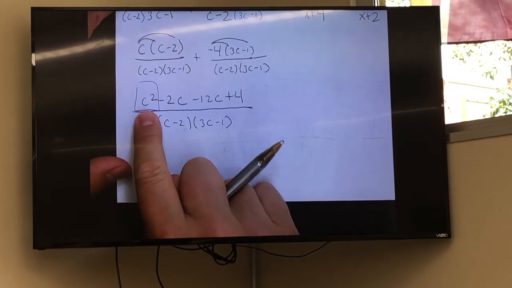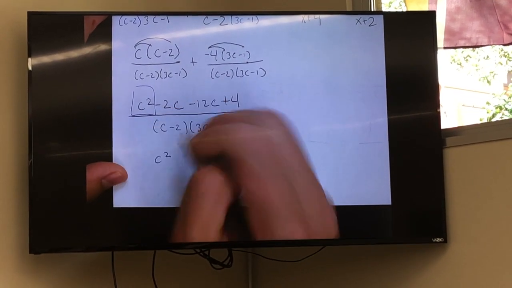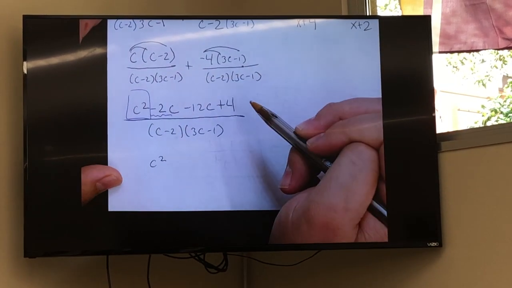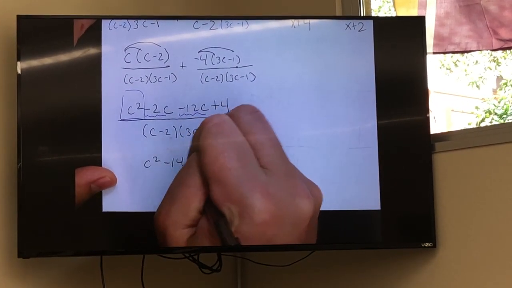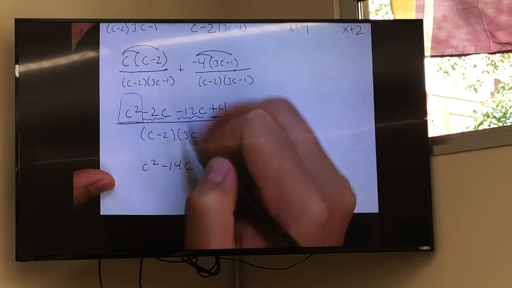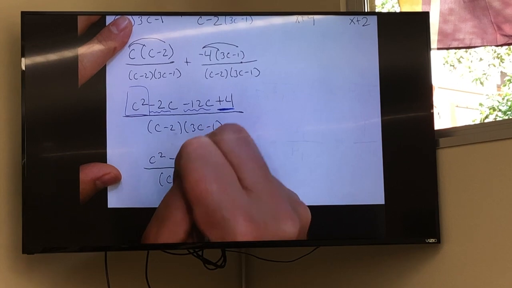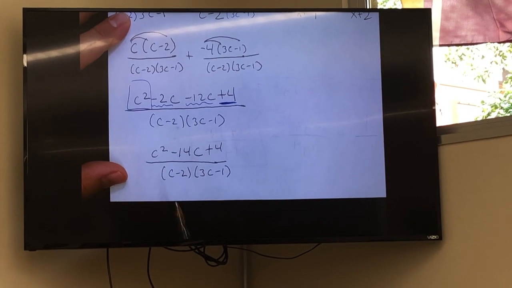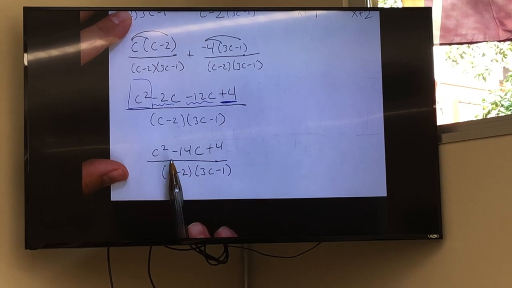C squared. Nothing else. Okay? All right. We are looking at our negative 2c and our negative 12c, which makes a negative 14c. And we have just that plus 4, all over c minus 2, 3c minus 1. Now, you don't want to box it quite yet. You do want to see, can I factor this guy out?